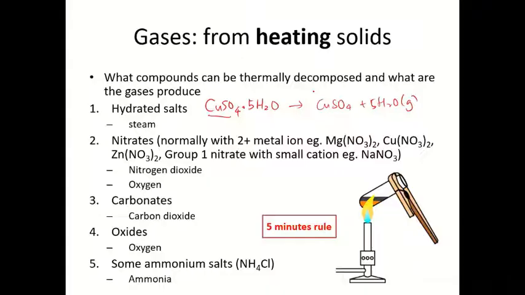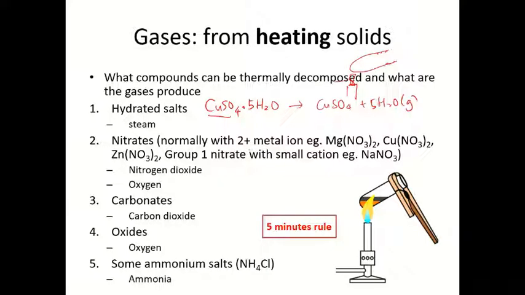So how do you observe this? The steam will condense at the upper part of the tube, which is colder, because you start heating here. So this part is hotter, warmer, this part is colder. So steam that is driven away from the hydrated salt will start to condense to water droplets near the opening of the tube.